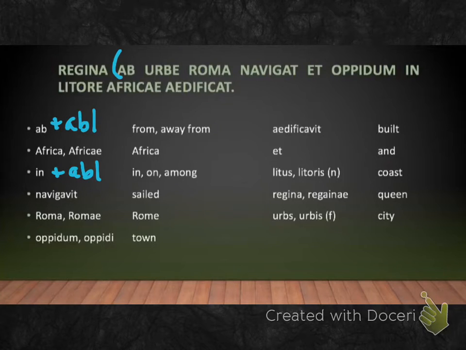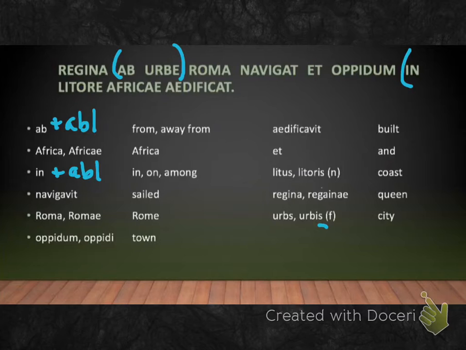Urbe is the word. This is a third declension feminine noun, and I see that in my sentence it ends with e, which is an ablative ending. So that's where I'm going to end that prepositional phrase. The next prepositional phrase begins with in, which must also be followed by the ablative case.